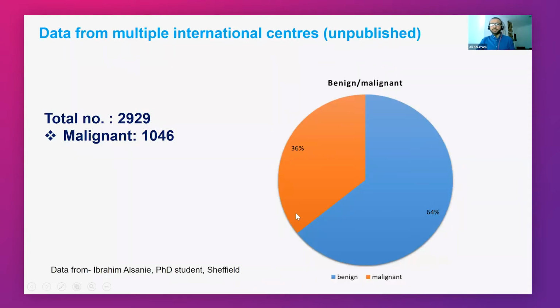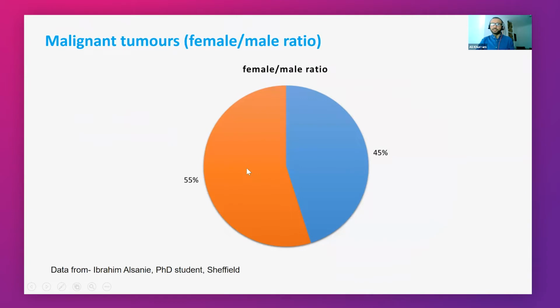One issue with salivary gland cancers or tumors is that the data available is not great. Most of the studies that are out there are 1 center or 2 centers. There are not that many multi-center studies, and that's something we're actually working on. So Ibrahim, who's on the call, who's doing his PhD with me, we're collecting data from 10 to 15 national and international centers. So far we have about 3,000 cases, and out of these, 1,000 are malignant. So that's a 64 to 36% split.